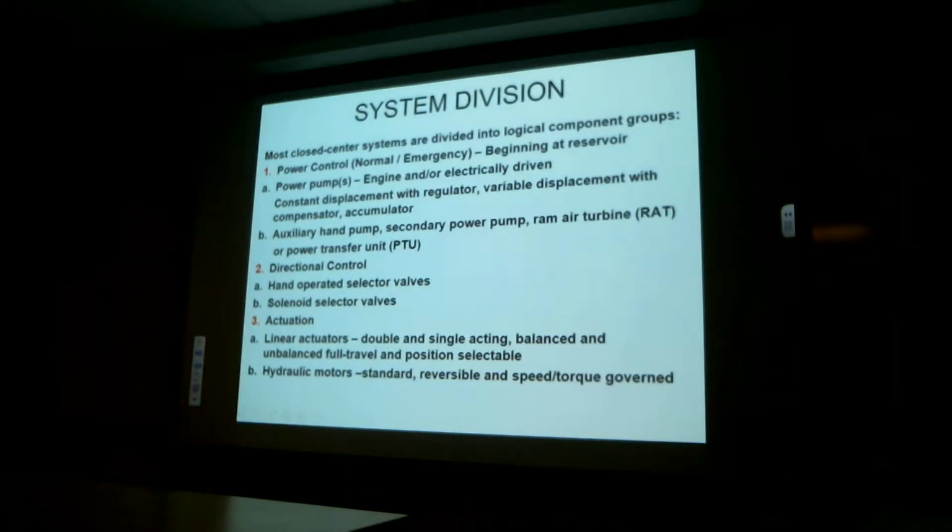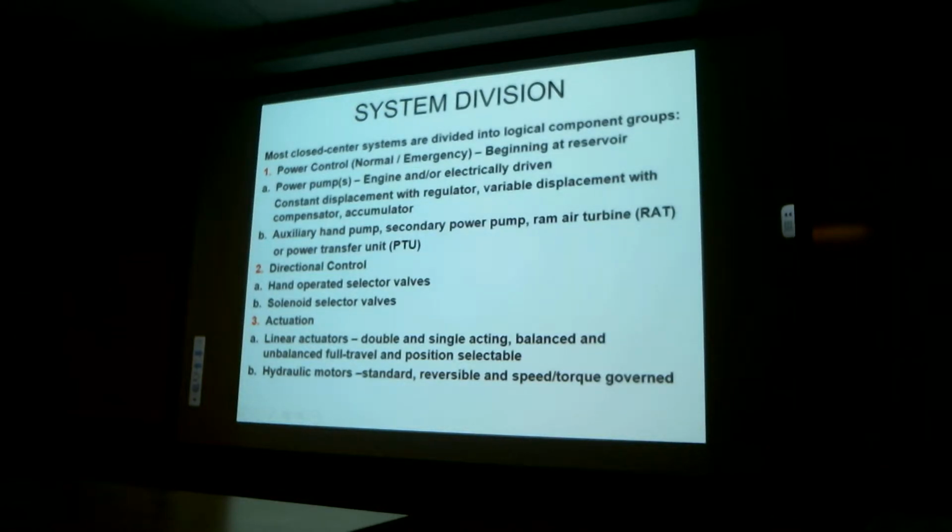It also includes actuators that are either full travel or positionable. Hydraulic flight controls wouldn't necessarily be full travel type actuators. They're considered to be positionable. Landing gear, on the other hand, are full travel type actuators. They're designed to be in one of two positions. Also included in that group for actuators would be hydraulic motors. These are rotary actuators, so when we have to develop rotary motion, we'll either use a vane-type actuator or we might use a piston-type hydraulic motor in order to get rotational motion.